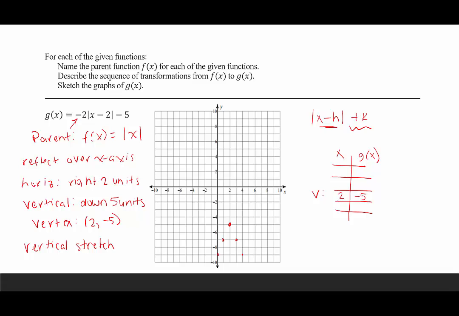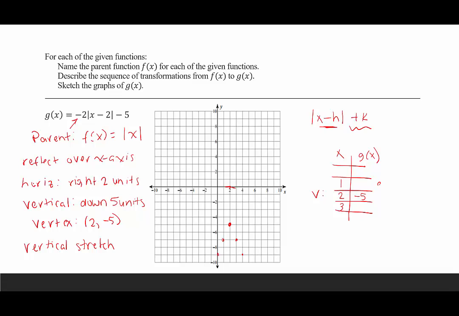Okay, so now we want to choose the points that are around 2. Well, to the left of 2 is 1, and to the right of 2 is 3, right? So here's 2 here. I'm going to go over 1 to the left, over 1 to the right. That gives me 1 and 3. I know that plugging in 1 and 3 is going to give me the same output, so I only need to plug in one or the other.